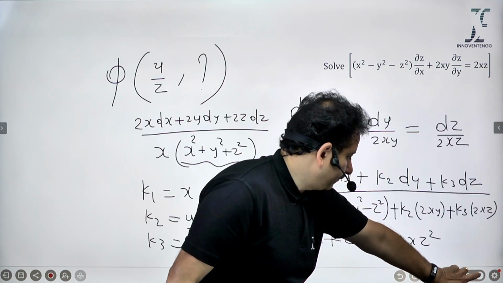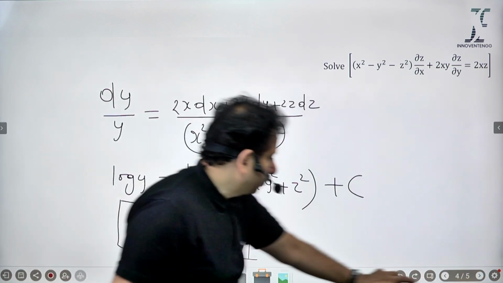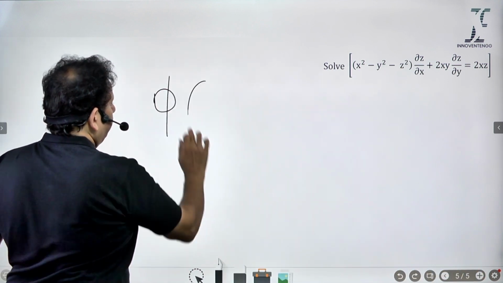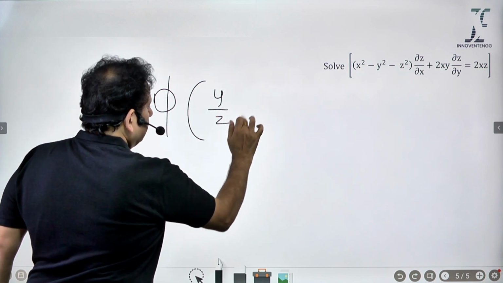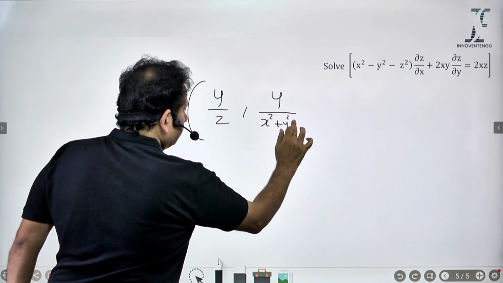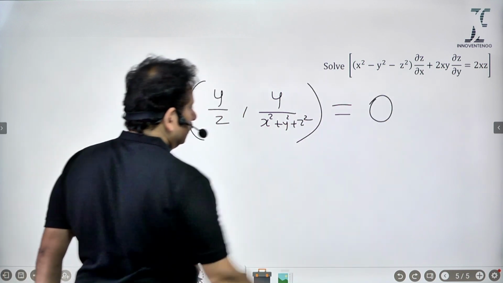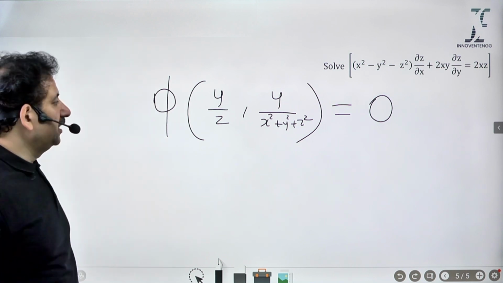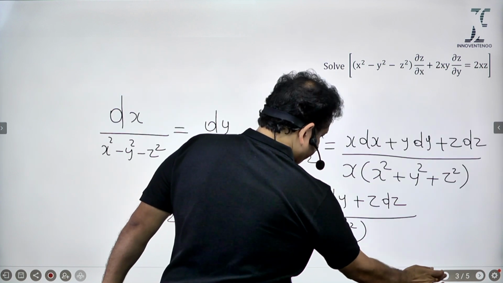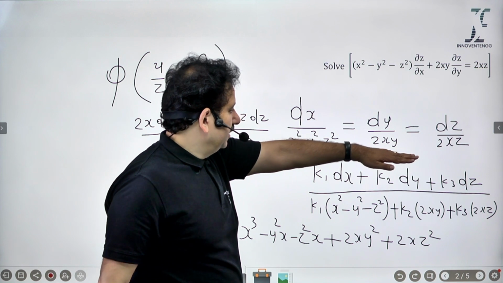So now, previously I developed this relationship. Now I have developed this relationship. So finally, my solution would be phi of y by z comma y by x square plus y square plus z square, that's equal to 0. So this is how I actually end my solution. You can clearly see here. So this is what I exactly started with.